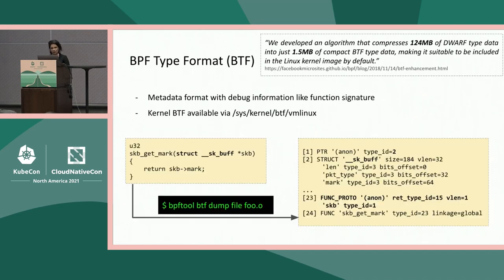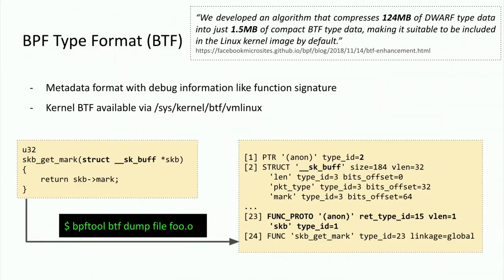So just to get a sense of what BTF information looks like, I've dumped the BTF information for a simple function that accesses the SKB structure. And on the right, you can see that it gives you information about various types. So if you start at the top, it tells you that there is a pointer to the structure skbuf, and what different members the skbuf structure has, and what are their respective offsets.